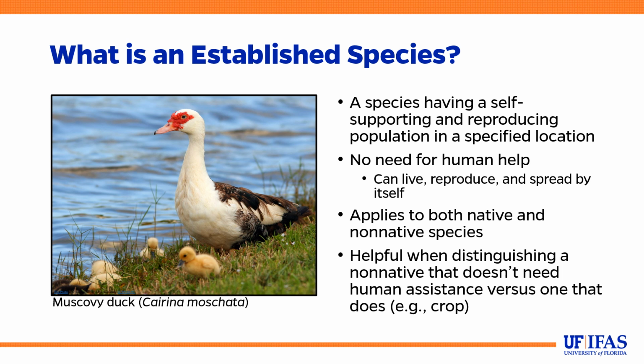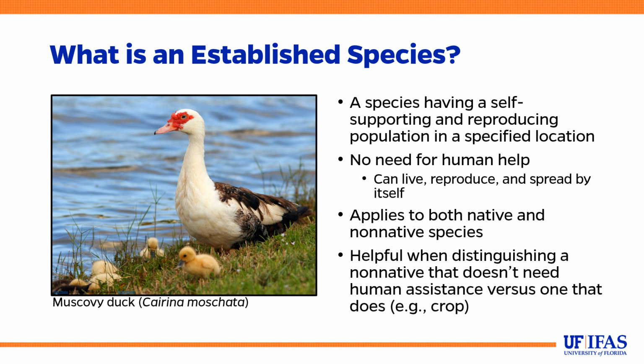An established species is a species having a self-supporting and reproducing population in a specified location, without the need for human assistance, meaning it can live, reproduce, and spread on its own. This term applies to both native and non-native species. Technically, all native species are established in a given area, so the use of the word established is more helpful when defining a non-native species.